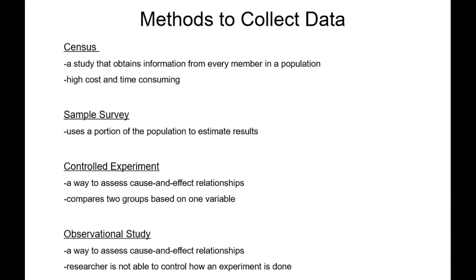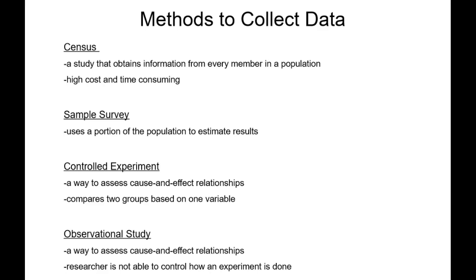The next one is a controlled experiment. This is a way to assess cause and effect relationships. Think about science class. You have 2 different groups. One's called the control, and then you only change one variable in the other group so that you can analyze how that affects the group, cause and effect relationships.